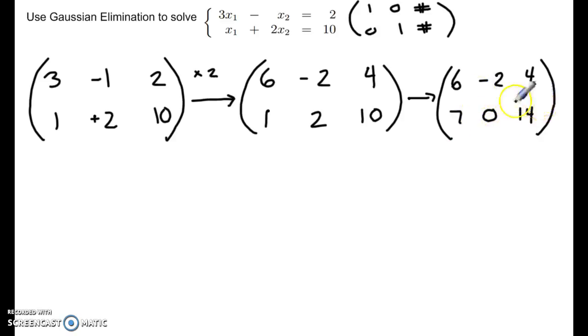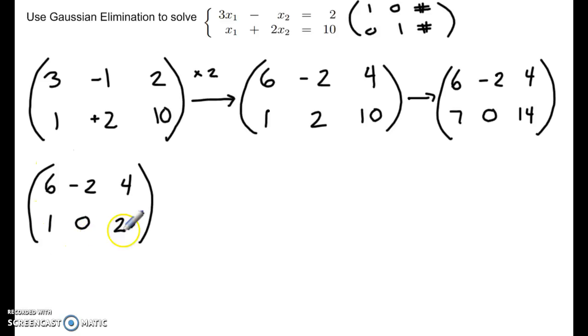All right, now I'm going to divide this one by 7. So the top stays the same, 6, negative 2, and 4. The bottom, I divided by 7: 1, 0, and 2. Okay, so this is good. So I got that x1 equals 2, but I still need to know what x2 is. So I'm just going to flip the two rows. So I'm going to put 1, 0, and 2 on the top, 6, negative 2, and 4 on the bottom.